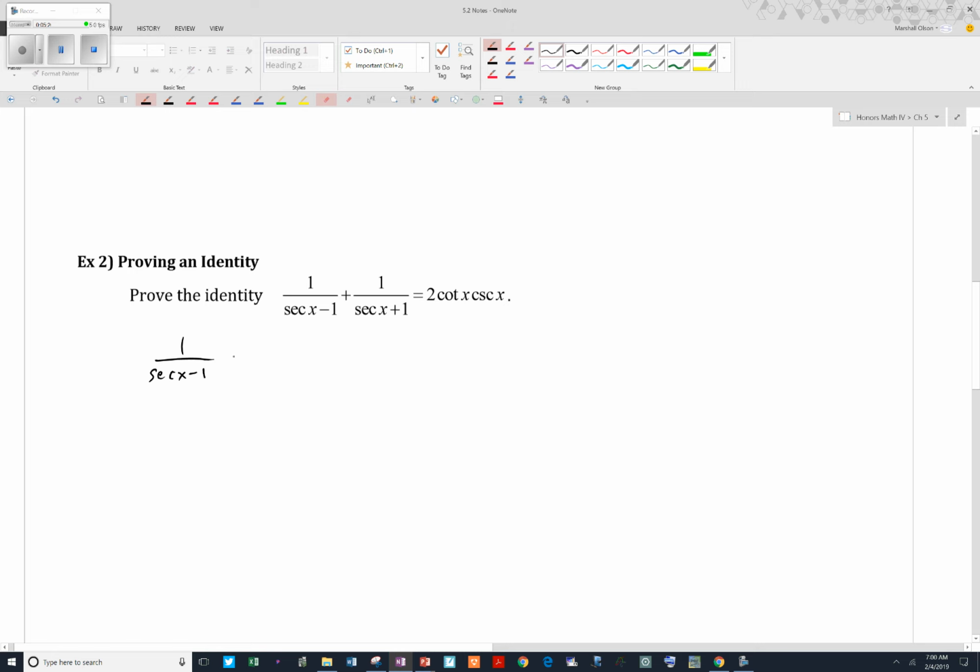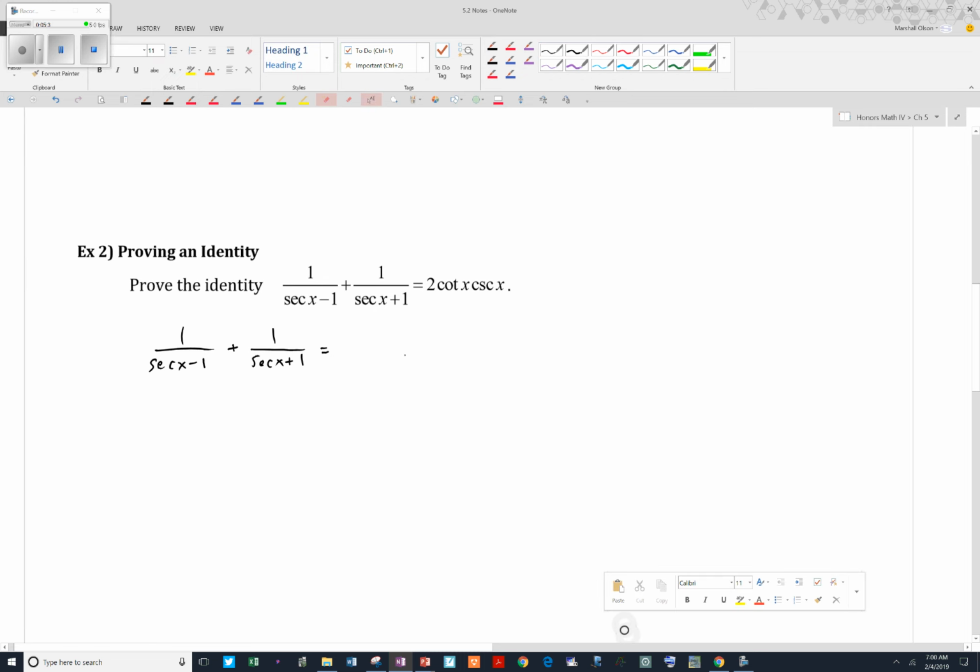Remember, that is required. If you don't write the side that you're starting with, that's pretty much a guaranteed point off on the quiz. All right, and now I'm going to multiply the right fraction by secant plus 1. I'm just going to rewrite the whole thing again, just spaced out a little bit here.